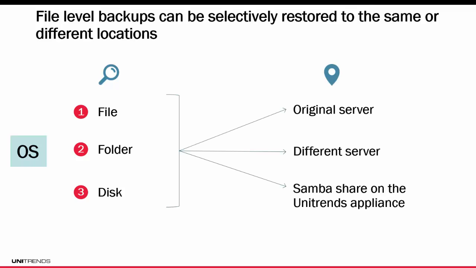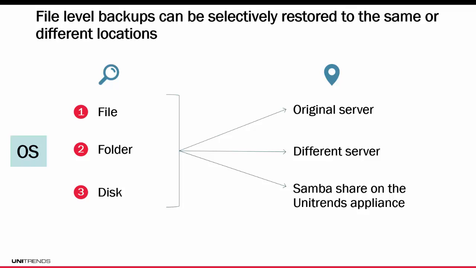File level backups can be selectively restored to the same or to different locations. You could choose to restore a single file, certain files or directories, or even the entire disk with a file level backup. You can then recover them back to the original server, to a different server, or you can host those files on the Samba share right there on the appliance and grab the files as needed.